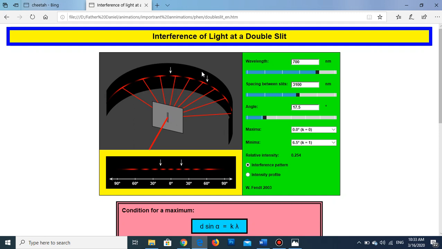As we move the screen away and away from the plane of the slits, the pattern becomes wider. This is because the angular width increases with the distance, and then the pattern becomes wider and wider. So there are three important variables to remember: the wavelength of the incoming light, the spacing between the slits, and the distance separating the plane of the slits and the screen.